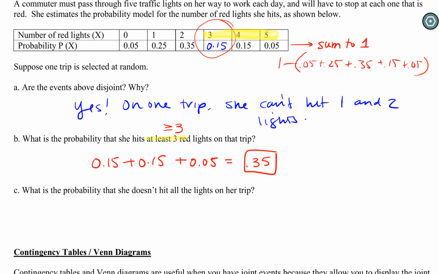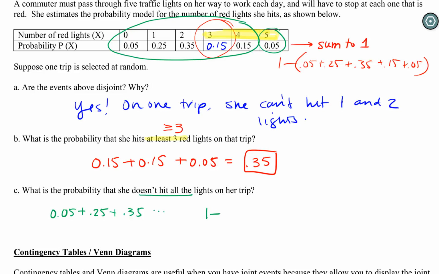And then the next question: the probability that she doesn't hit all the lights. Well, hitting all the lights would be 5, right? And we're interested in not hitting all the lights, so any of the other ones. You have your options, just like the iPhone question from 4.2. We could add up all those other outcomes, just like we did in the last question in part B, or we could do 1 minus hitting all of them.